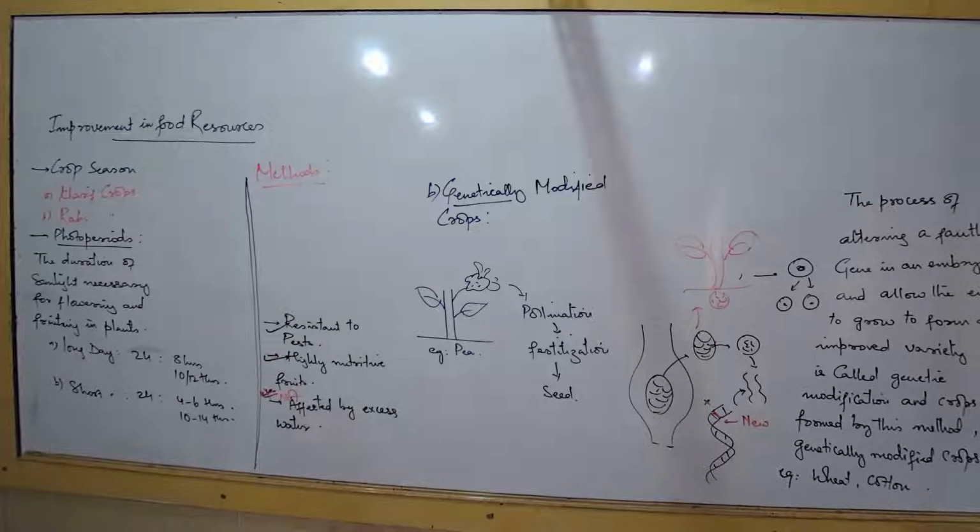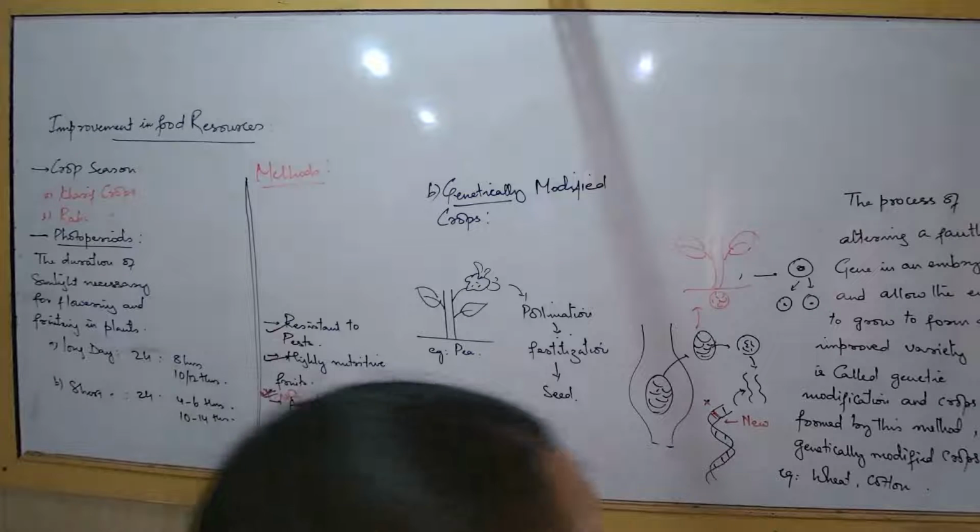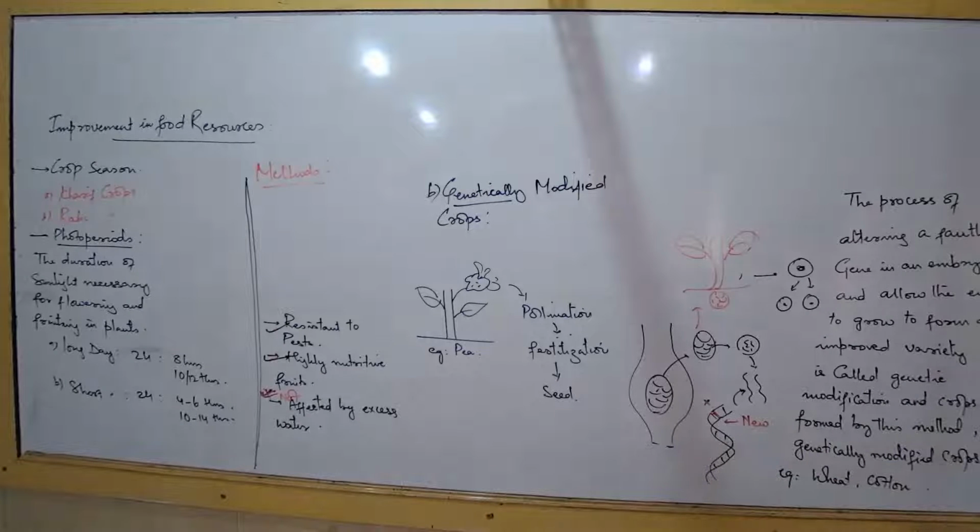The third point, let us write. I'll give you three points. Any two you will write. The first two are majorly important. Third difference: hybridization is a comparatively easier process. Genetic modification is a complex process, a lengthier one.